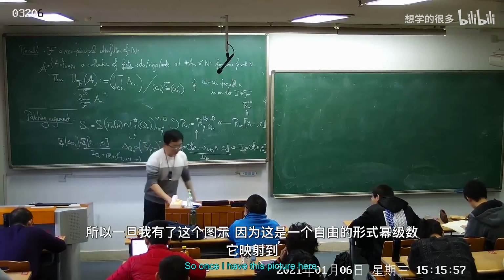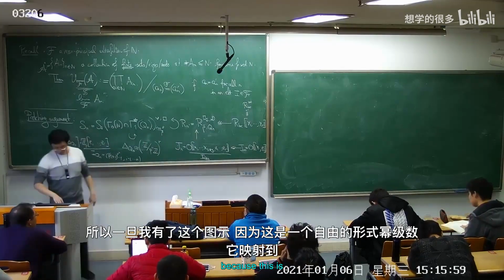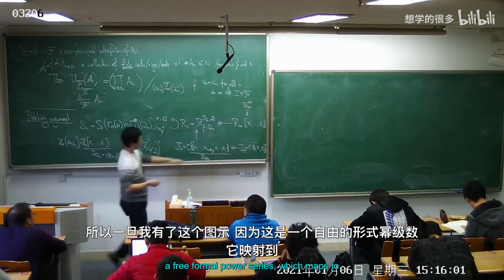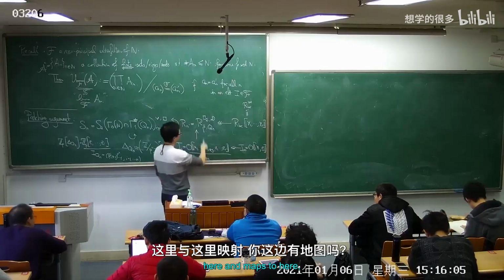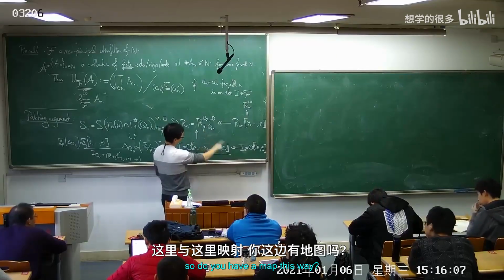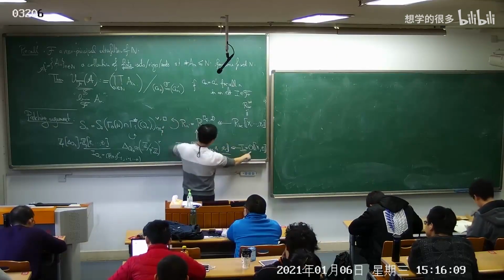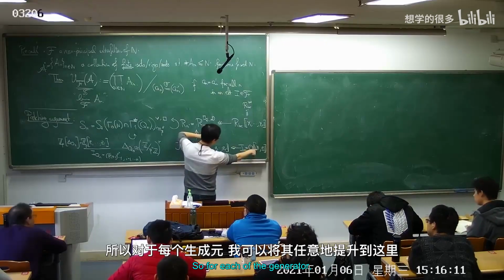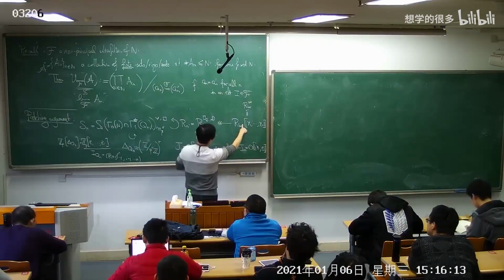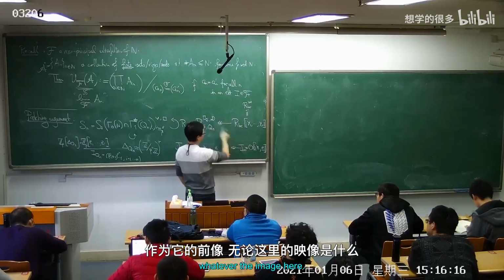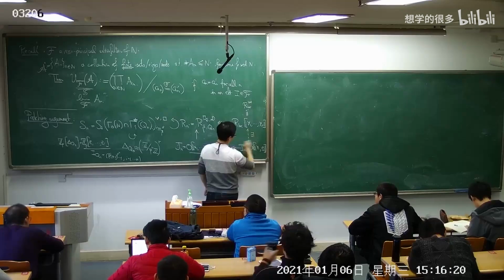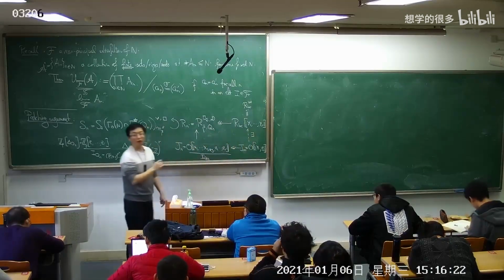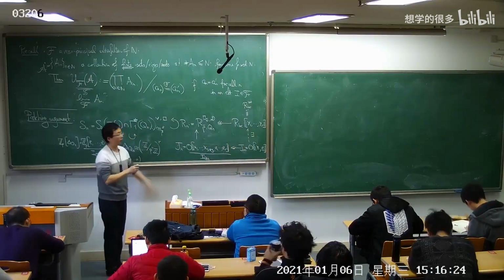So once I have this picture here, because this is a free formal power series which maps to here and maps to here. So you have a map this way, but it's a free power series ring. So for each of the generators, I can lift it arbitrarily to here as a pre-image of whatever the image is here. So there exists a factorization. I'm going to fix one for each n. There are many choices of such a factorization. I just choose one.